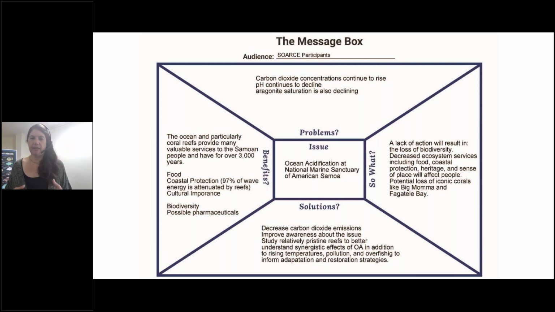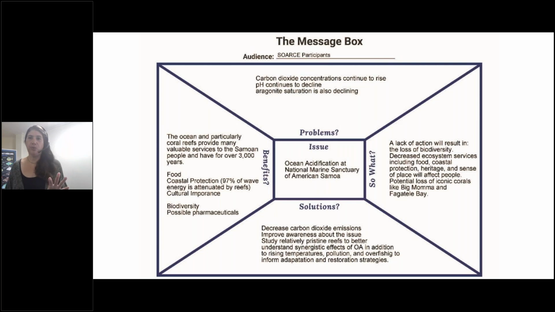And then the last thing I have on here is solutions. And so the solutions are to ask you to help decrease your carbon dioxide emissions, to improve awareness about the issues so that people know what's happening, and to study the core of the story, that we're studying relatively pristine reefs to better understand what effects are ocean acidification versus pollution, fishing, and other types of impacts that corals face around the world. So using our sites as a lab to explore that. And then using that information to inform adaptation and restoration strategies.